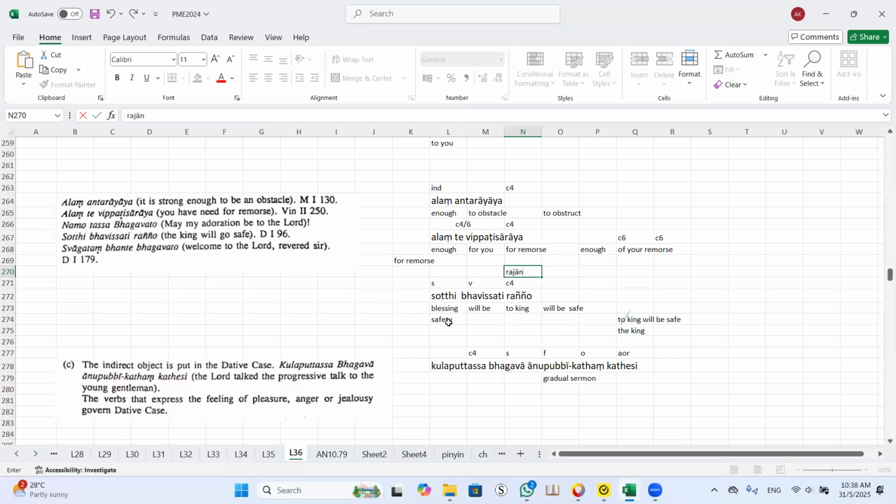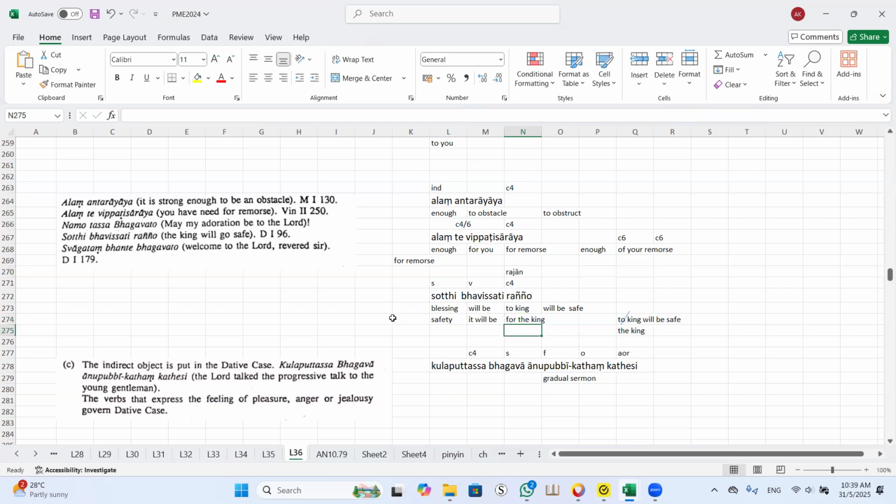Soti can be blessing, can be safety. So if you say in Pali, okay, blessing will be, this is third person. Blessing it will be for the king. If you don't translate it will be because this is it. It does not refer to the king. But it's blessing it will be. In this case, you have to put for the king. If you construct it, it is for the king. Blessing will be to the king.